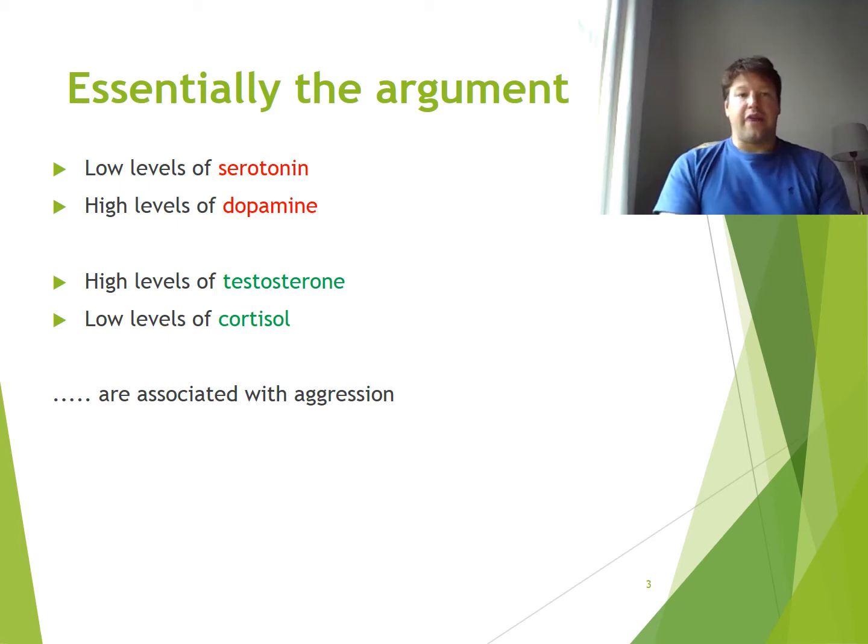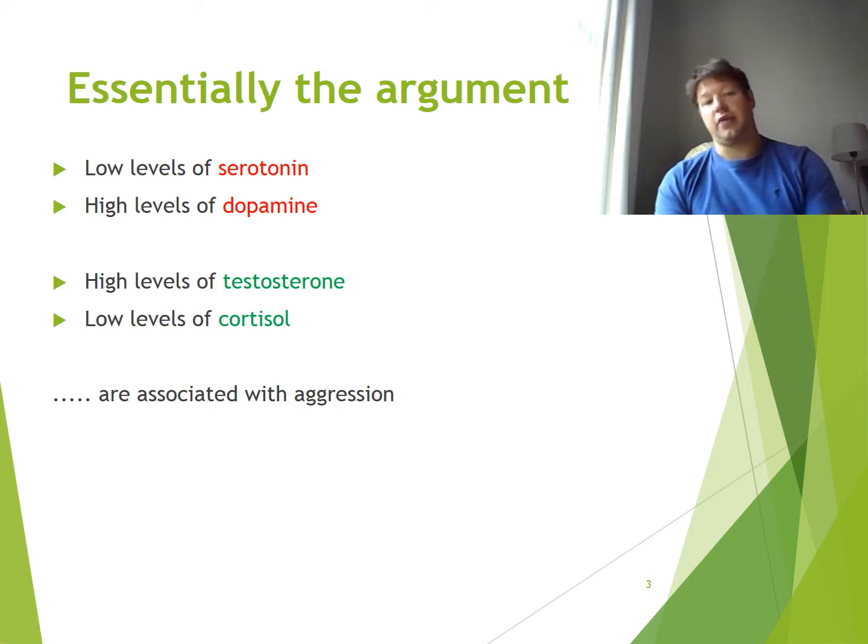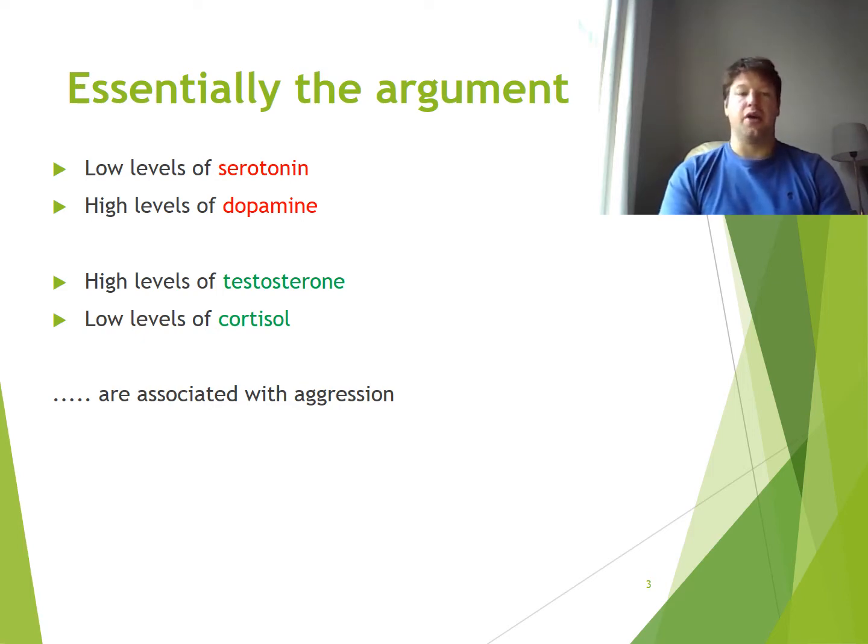Okay, just how do we get to aggression? Essentially, the argument is low levels of serotonin equals aggression. High levels of dopamine equals aggression. High levels of testosterone equals aggression. And then there's this extra one, low levels of cortisol, which was in the old specification. It still exists, you could still talk about it, but it's definitely those first three, serotonin, dopamine, and testosterone, and what they say about aggression.